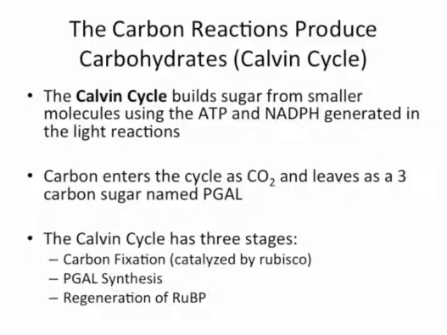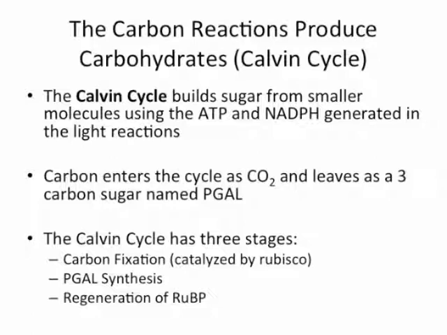ATP and NADPH that were produced in the light reactions are now power sources that are going to power the production of carbohydrates in the carbon reactions. So this is the ultimate goal of photosynthesis, is to make sugar, is to make carbohydrates. So the Calvin cycle, the carbon reactions are going to build sugar molecules from smaller carbon molecules, from carbon dioxide, again using the power generated in light reactions. Carbon enters as CO2 and leaves as a 3-carbon sugar named PGAL.